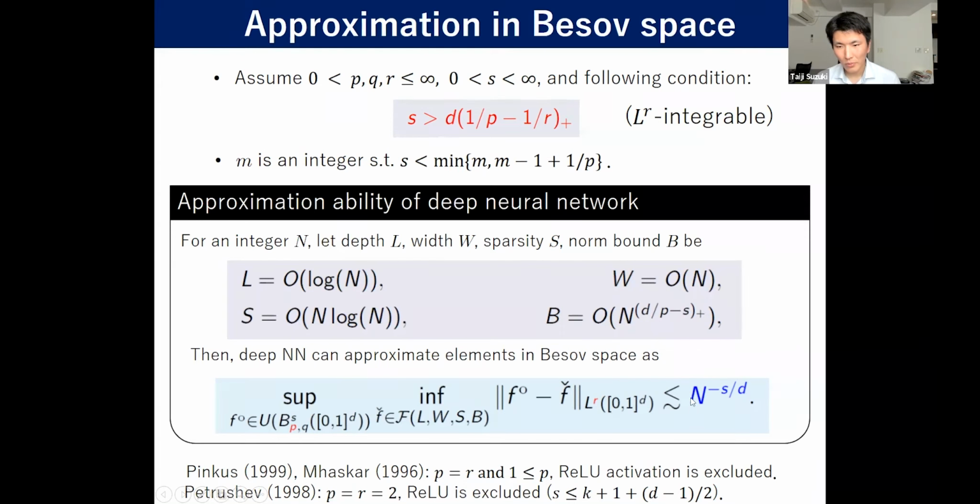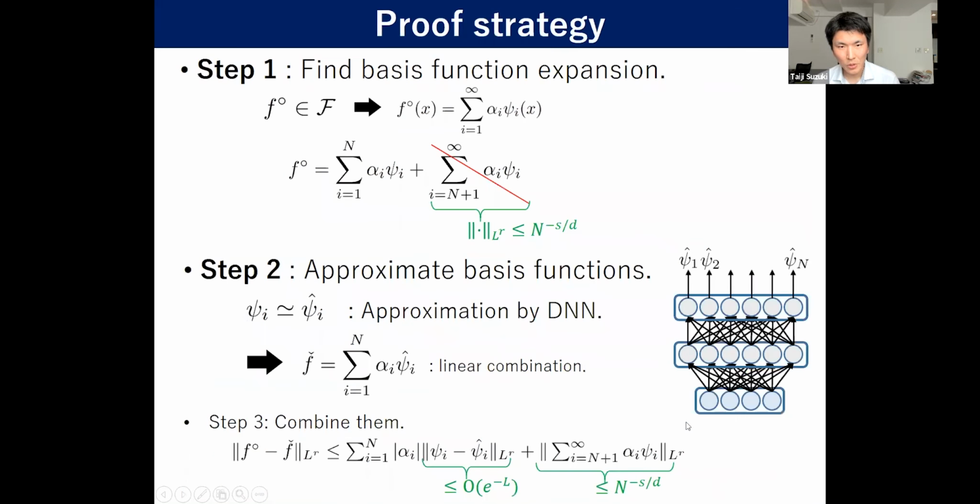Okay, so the approximation error is bounded by n^(-2s/d). So you can see that the smoothness and the dimensionality of the input affect the rate of convergence in the approximation error. Okay, so to show this kind of approximation error, these are the typical steps of the proof.